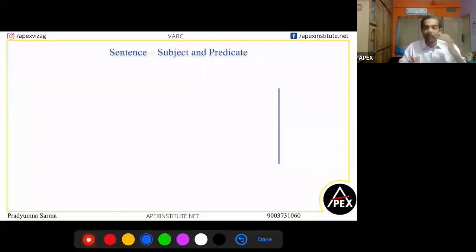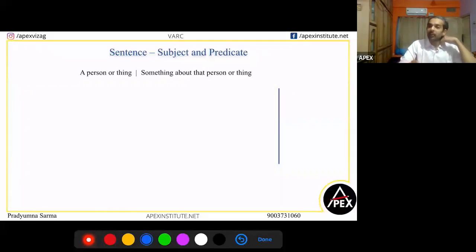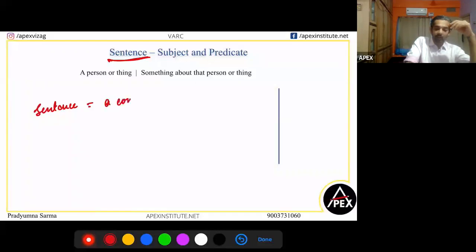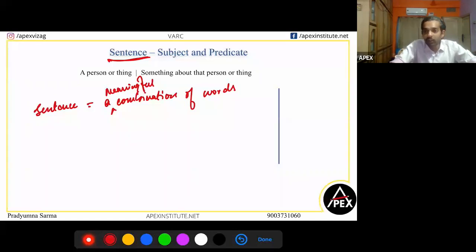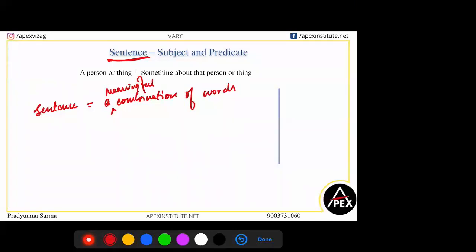All right? Okay. So the first thing that we're going to talk about is what is a subject and what is a predicate. But before that, let me get to the point of what a sentence actually is. A sentence is essentially a meaningful combination of words. Can all of you see my screen and what I'm writing on the screen? Yes, sir.